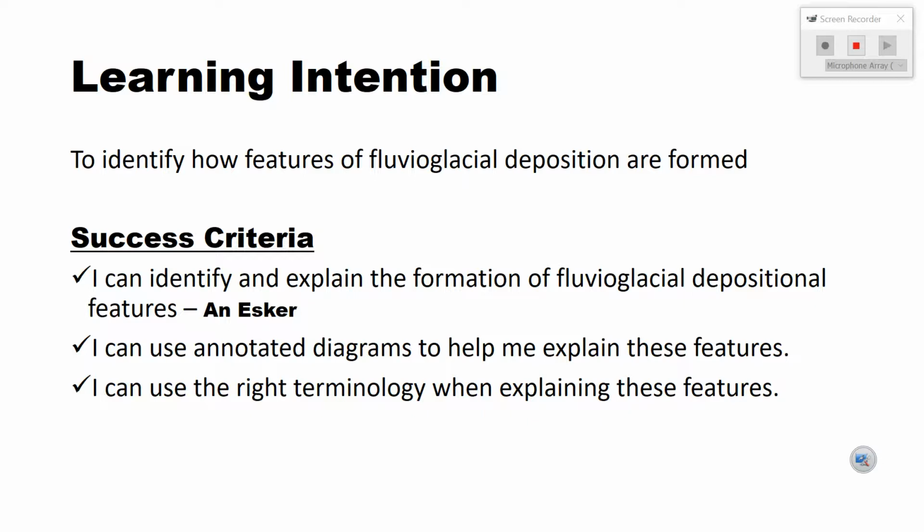And I can use annotated diagrams to help me explain these features and can use the right terminology. Another word for that is nomenclature, actually, if you've not heard that before. Nomenclature just means the right different terminology about a subject. You can use the right terminology when explaining these features.